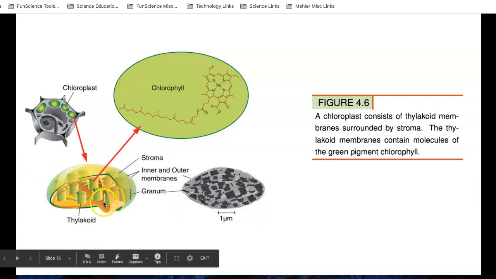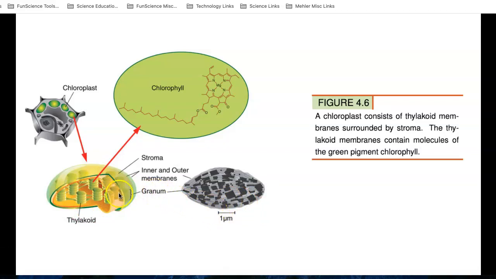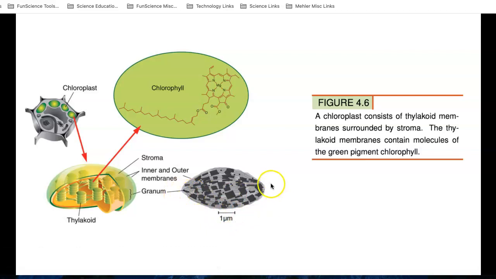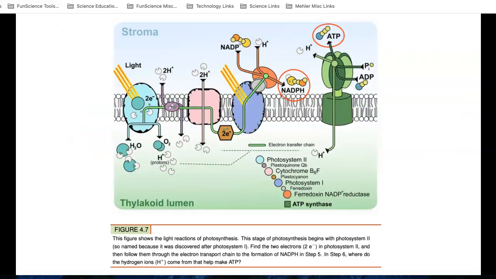I want you to note this. What they're looking at here is one granum inside this chloroplast, and they have a measuring bar for you. That's 1 micron. So if you look at that granum, that might be about 5 microns wide. This diagram from your book is showing you the light reactions of photosynthesis.